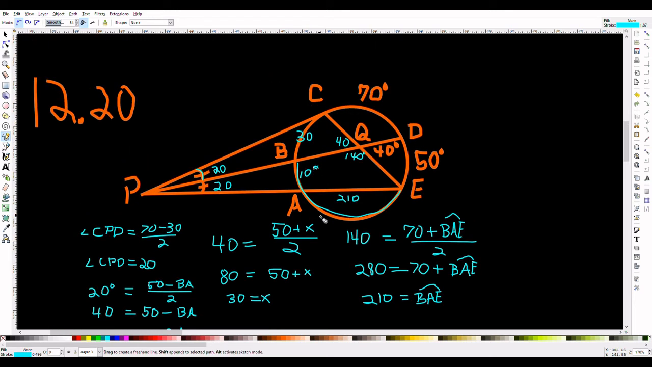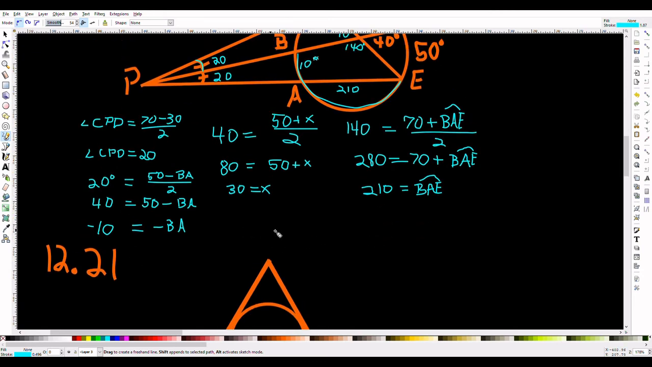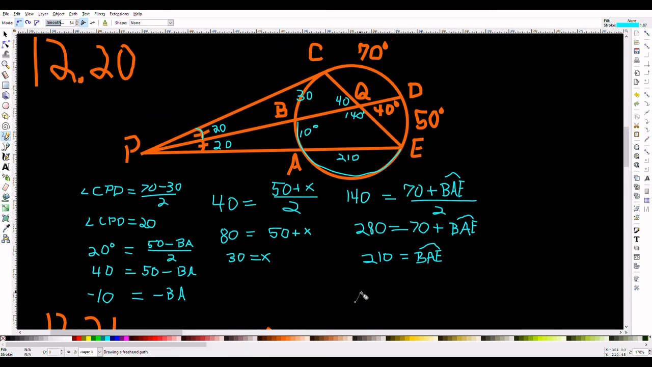And now I have everything I need to find AE, the last segment. Of course, this whole thing has to equal 200, but I also know that arc BAE equals 210, and it is made up of arc BA and AE, so I could subtract BA from arc BAE to find arc AE. And this gives us AE equals what? Equals 10.